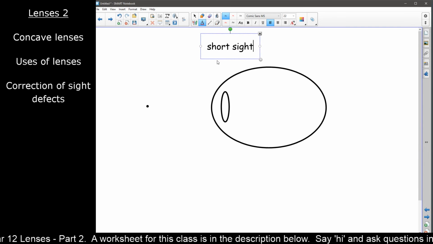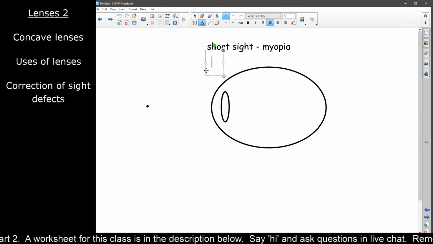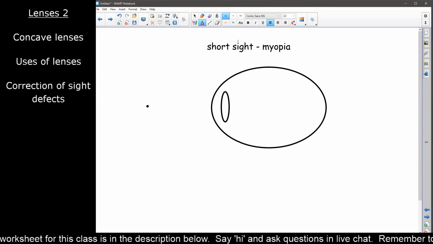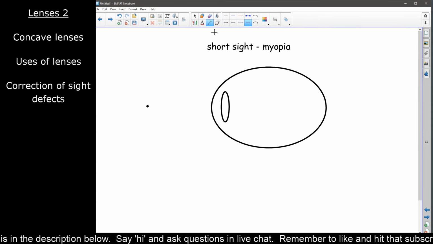Okay, short sight, sometimes called myopia. You don't need to know that, but it's a cool word, and it's a good word to use in English essays. If somebody's being short-sighted, they're being myopic. Use that in your English teacher; they'll be like properly impressed.